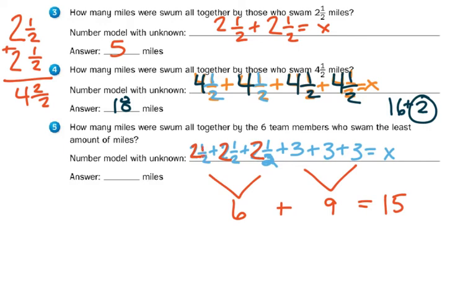1/2 plus 1/2 is 1 whole, plus another half, plus 1.5. So sometimes it's easier just to add the whole numbers and then the fractions. So 15 plus 1.5 would be 16.5 miles.